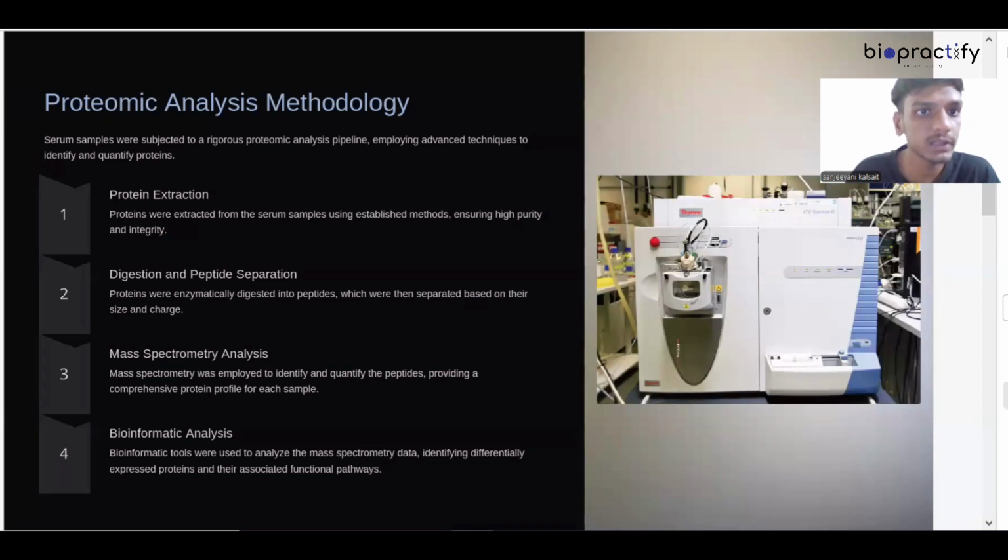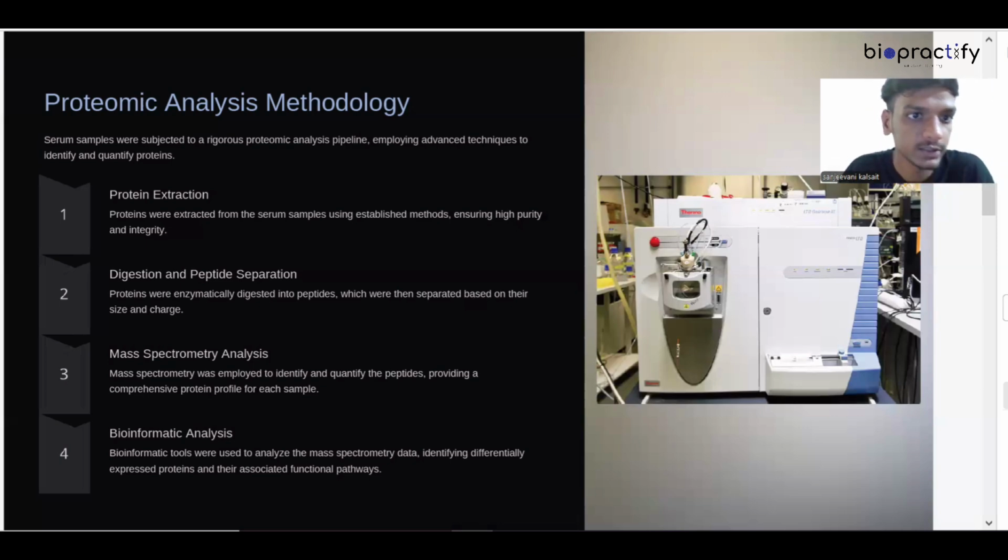Next is proteomics analysis methodology. Serum samples were subjected to a rigorous proteomics analysis pipeline employing advanced techniques to identify and quantify proteins. These are the four types of proteomics analysis. First is protein extraction, next is protein and peptide separation, third is mass spectrometry, and fourth is bioinformatics analysis. These four are very important for the proteomics analysis.